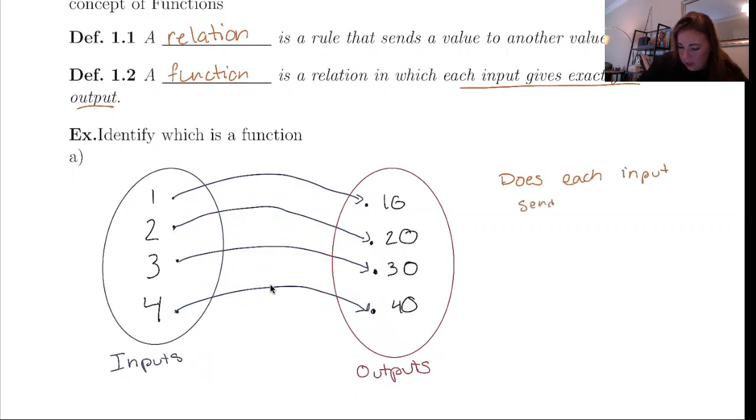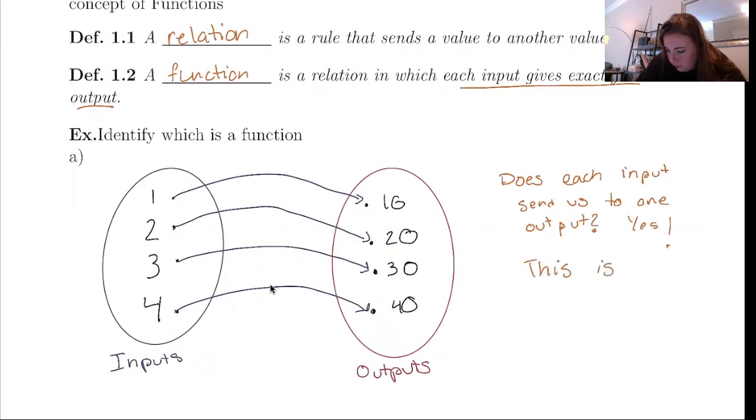send us, when we say send us with that arrow, to one output? Yes, everyone goes just to one other place. So this is a function. Sometimes you'll also see me write function as fxn. That's just another way of writing function.